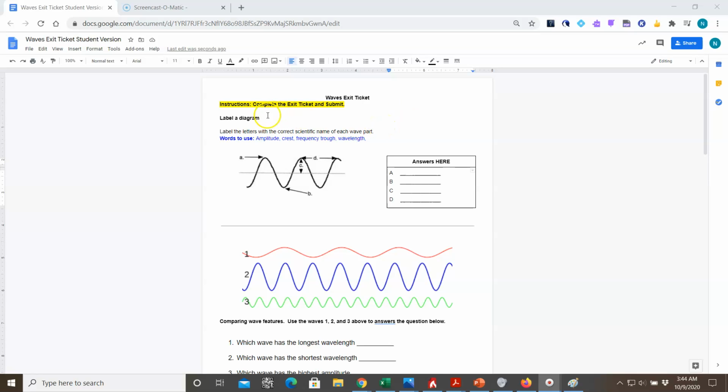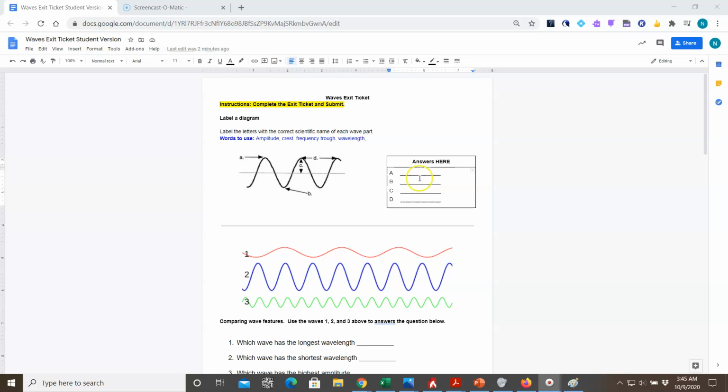In the first part of the exit ticket, it says to label a diagram. Here is the diagram, and on the diagram, you will see that there are arrows labeling different parts of the wave. So A is pointing to this top part, B to the bottom part, C from the middle to the top, and D between two top parts of the wave.